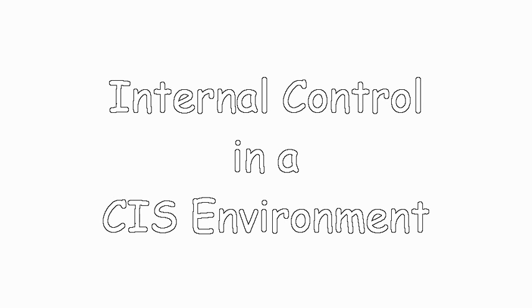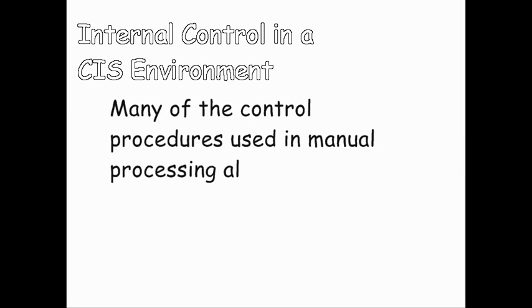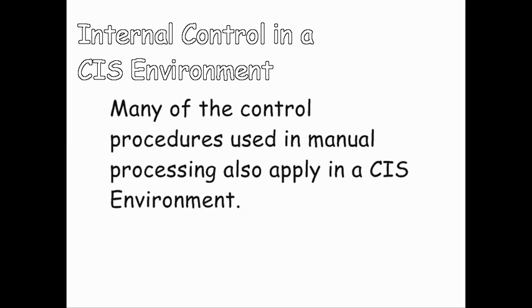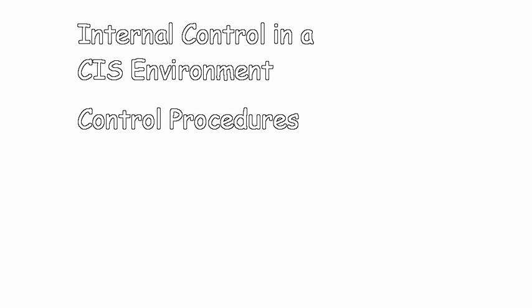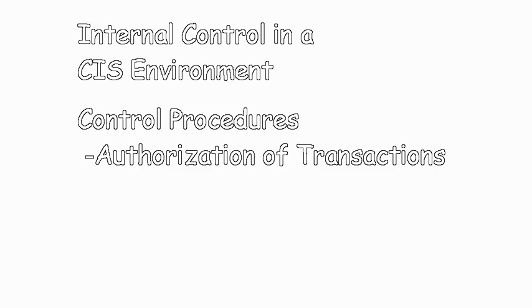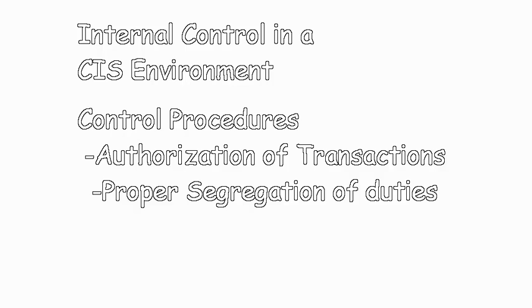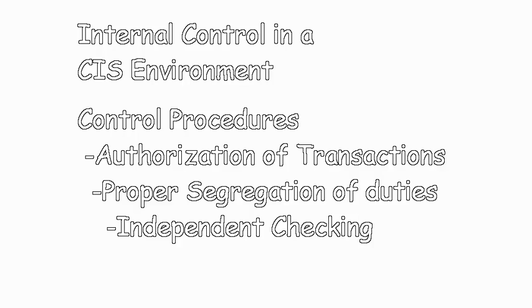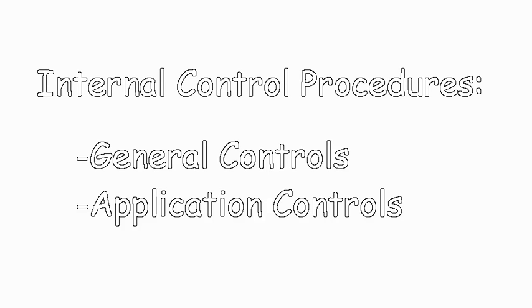Internal control in a CIS environment. Many of the control procedures used in manual processing also apply in a CIS environment. Examples of such control procedures include authorization of transactions, proper segregation of duties, and independent checking. When computer processing is used in significant accounting applications, internal control procedures can be classified into two types: general and application controls.